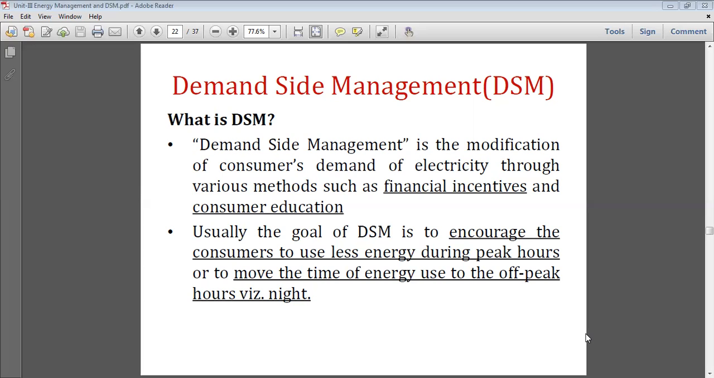At the same time, if someone is consuming energy during the peak load, they have to pay more money. So there is some penalty, or some additional rate added to the basic rate of electricity.